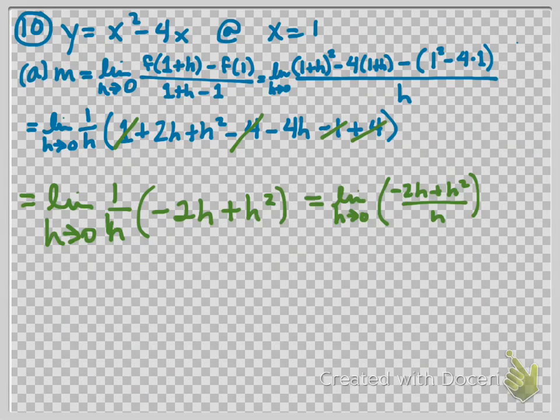You with me? All right, now, I still can't plug in h, right? But what I can do when I have a single term in the denominator is divide each term in the numerator by the denominator now, right? Because that h is distributive. So when I do that, I'm going to end up with the limit as h approaches 0 of, what is negative 2h divided by h? Negative 2. What is h squared divided by h? h. So what I'm left with is negative 2 plus h. You with me? Yes? Okay. And can I plug 0 in now? And what do I get?